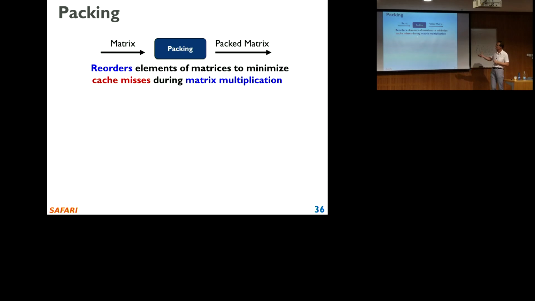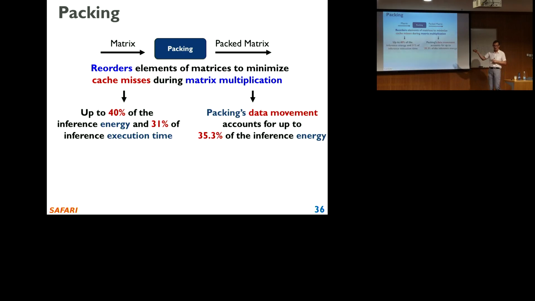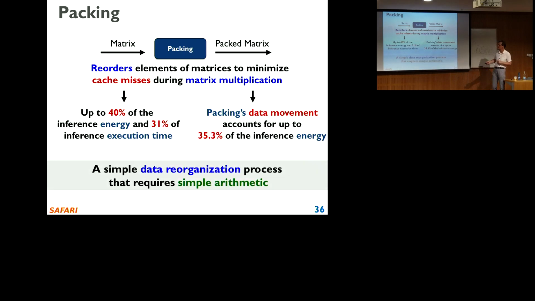So what is packing? Basically, packing essentially reorders the elements of the matrices to minimize cache misses during matrix multiplication. And these are some results from the paper. Up to 40% of the inference energy and 31% of the inference execution time happens because of packing. And data movement accounts for about 35% of the inference energy. So it's essentially a data reorganization routine. It requires very simple arithmetic. So it's a very good fit for doing inside memory.